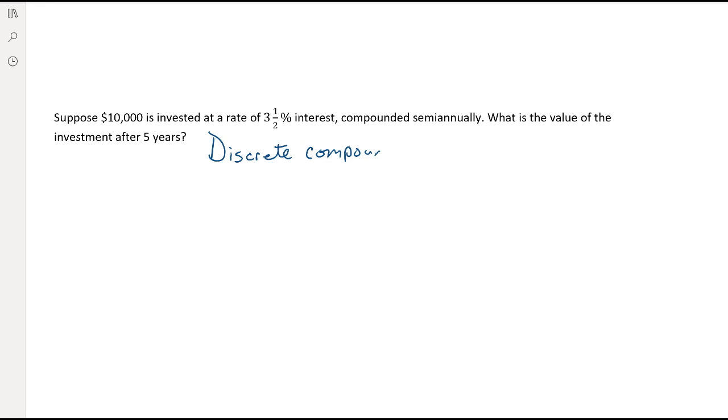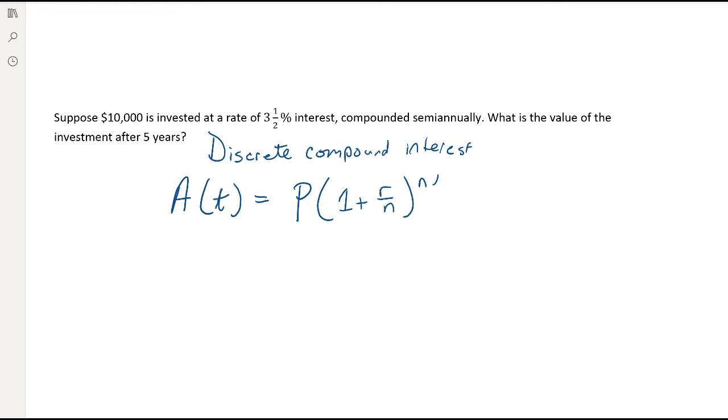Discrete compound interest. This tells you how much you're going to have in your account after a certain amount of time. And here is the formula. It's A of t, the amount of money in our bank account after t years, we'll write out all the variables in a second, is our principal times 1 plus r over n raised to the nt power. Okay? All right, so a whole lot of variables going on here.